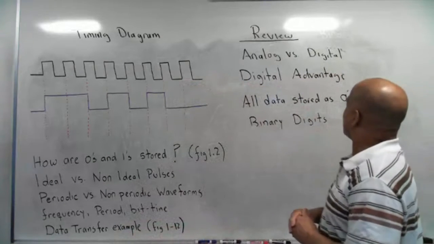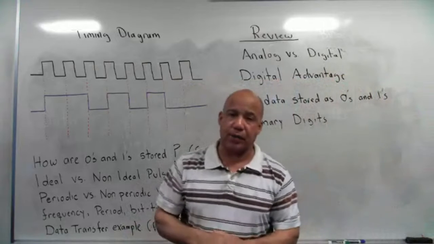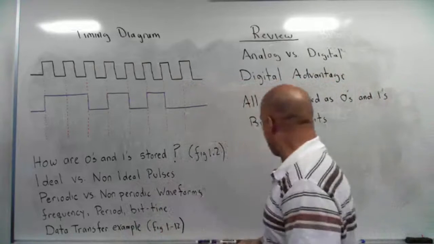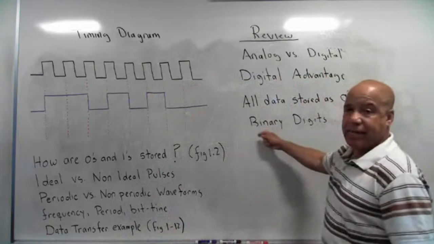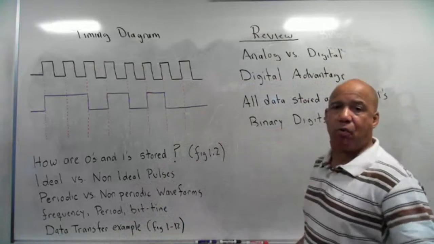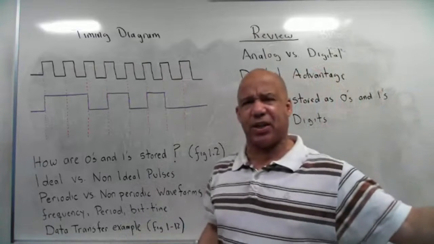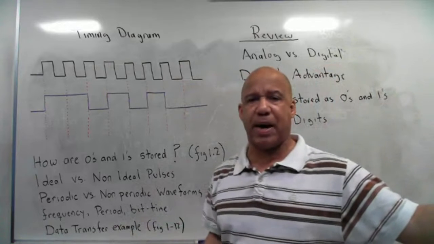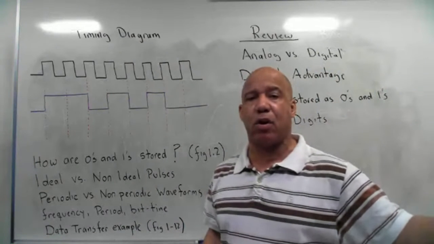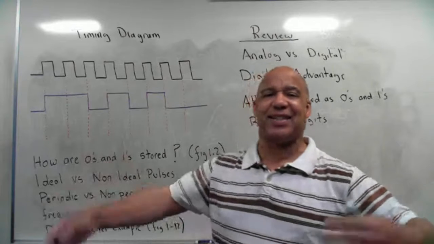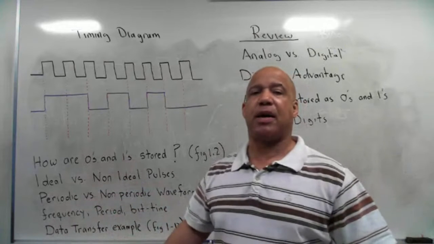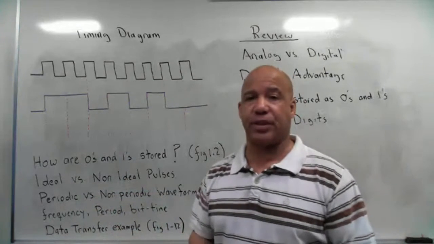All digital data is stored as zeros or ones. Now, a 0 or 1 is called a binary digit. We'll talk about binary, I believe that's next week or the week after. We'll go into detail of binary. But basically, a 0 or 1 is called a binary digit, and that system of zeros and ones is called a binary number system or binary system.